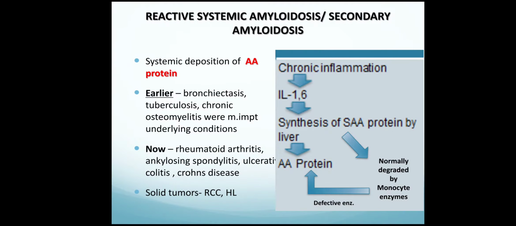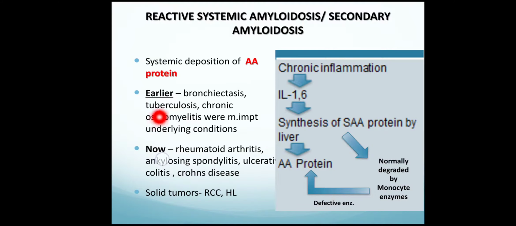Now, secondary amyloidosis is seen as a result of chronic inflammation. There is synthesis of the SAA protein by the liver. And this SAA protein, when it is formed in large amounts and it is not proteolyzed, then it can misfold and form AA protein. And these proteins can get deposited in various organs in a systemic fashion.